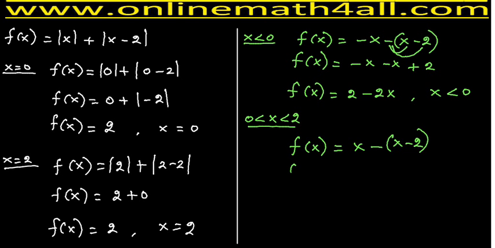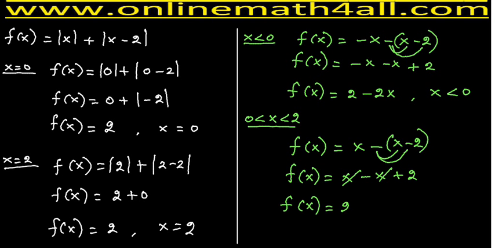So if we simplify this one, f of x is equal to x, negative times x will be negative x, negative times negative will be positive 2, x will get cancelled, positive x and negative x, so we get f of x is equal to positive 2 for 0 less than x less than 2.